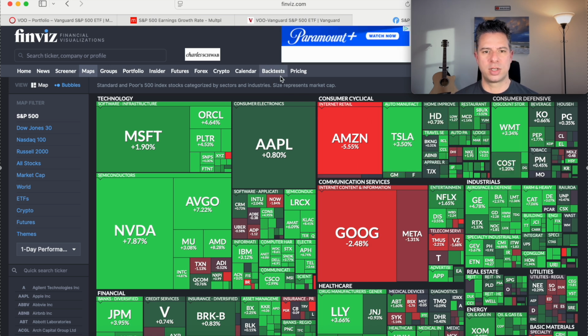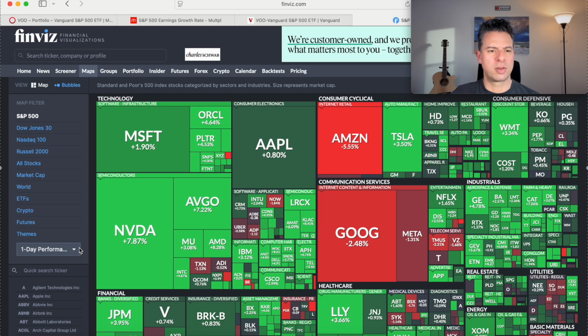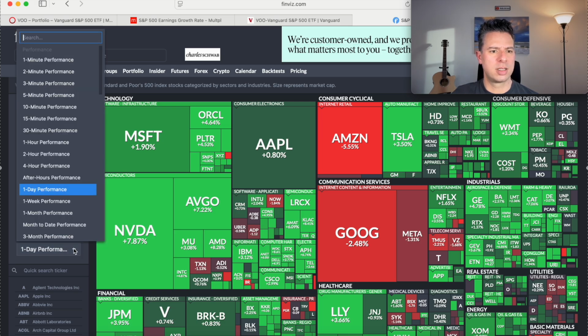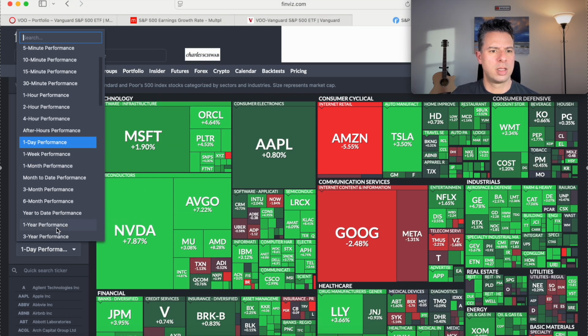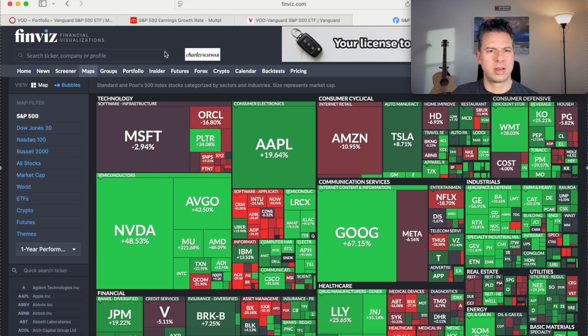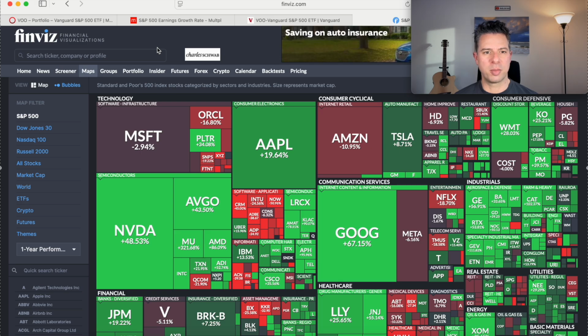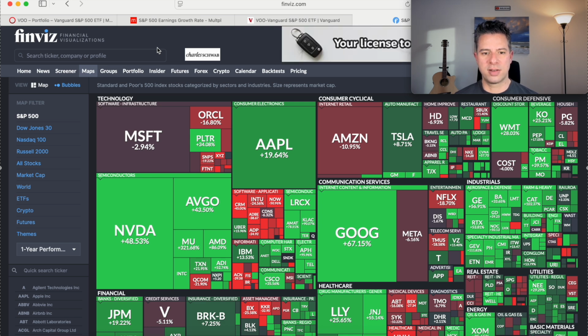So yeah, just a view, and it shows you by the size of those squares how dominant those companies are and their previous day performance. You can even go over here and select, let's see. Let's go 1 year. There you go. So you can get a 1 year performance view, right? So you can see there, we talked about this before, Microsoft is down 3%, Apple is up almost 20, Nvidia is up almost 50%, Google 67. So yeah, it's a nice view if you want to just look around and see which stocks have done well and which haven't.